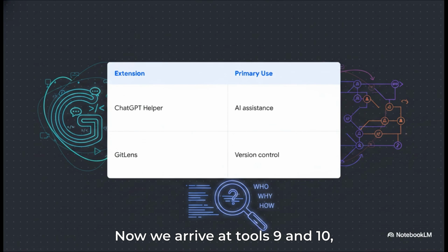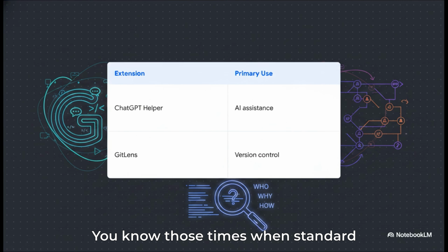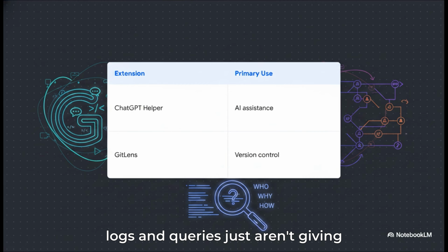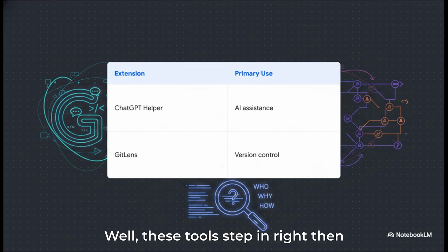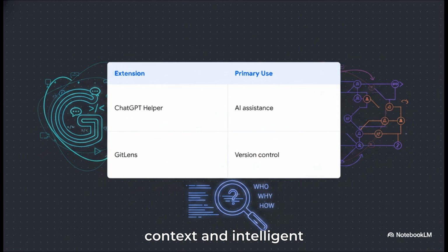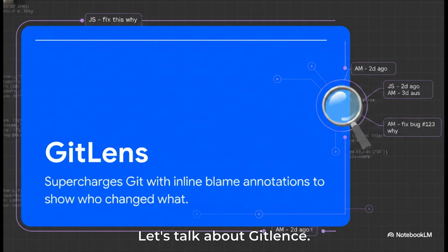Now we arrive at tools 9 and 10, ChatGPT Helper and GitLens. Think of these as your ultimate fail-safe backups. You know those times when standard logs and queries just aren't giving you the full picture? Well, these tools step in right then to give you the crucial historical context and intelligent assistance you need when you get truly stuck. Let's talk about GitLens.